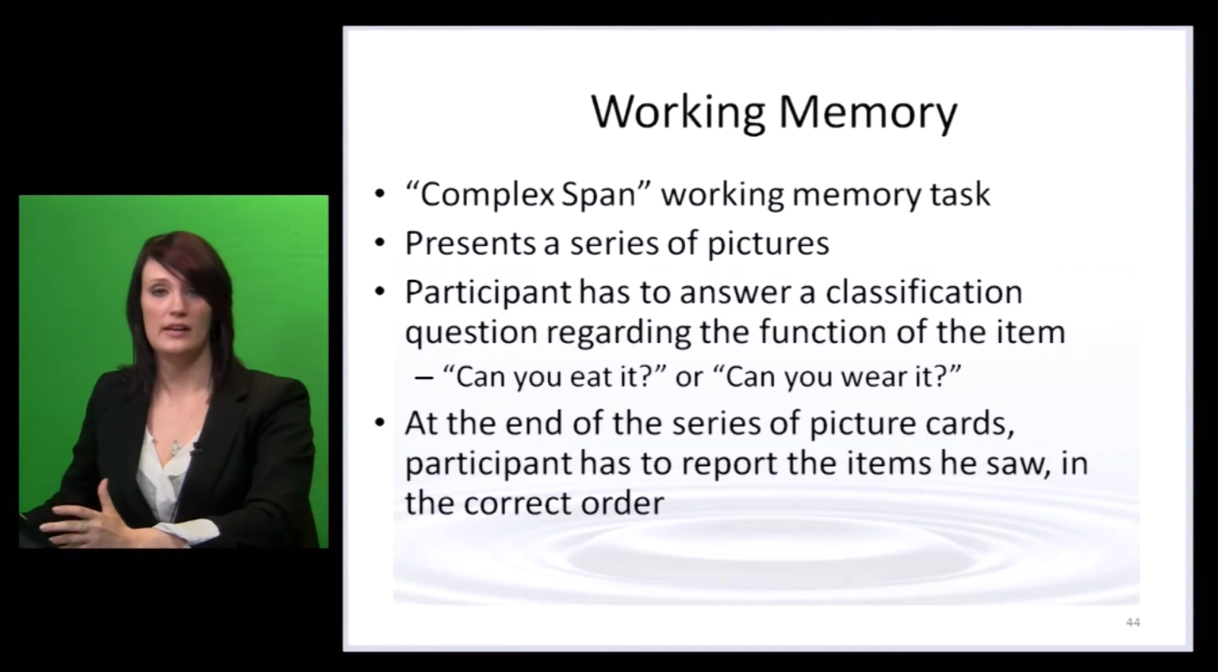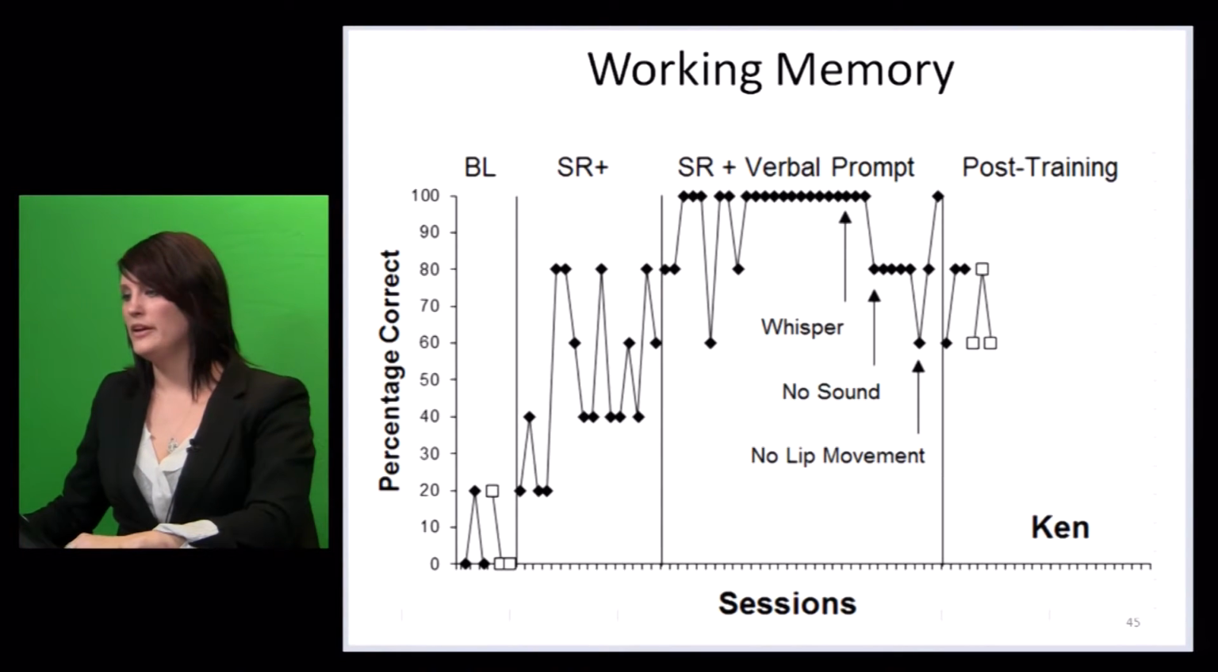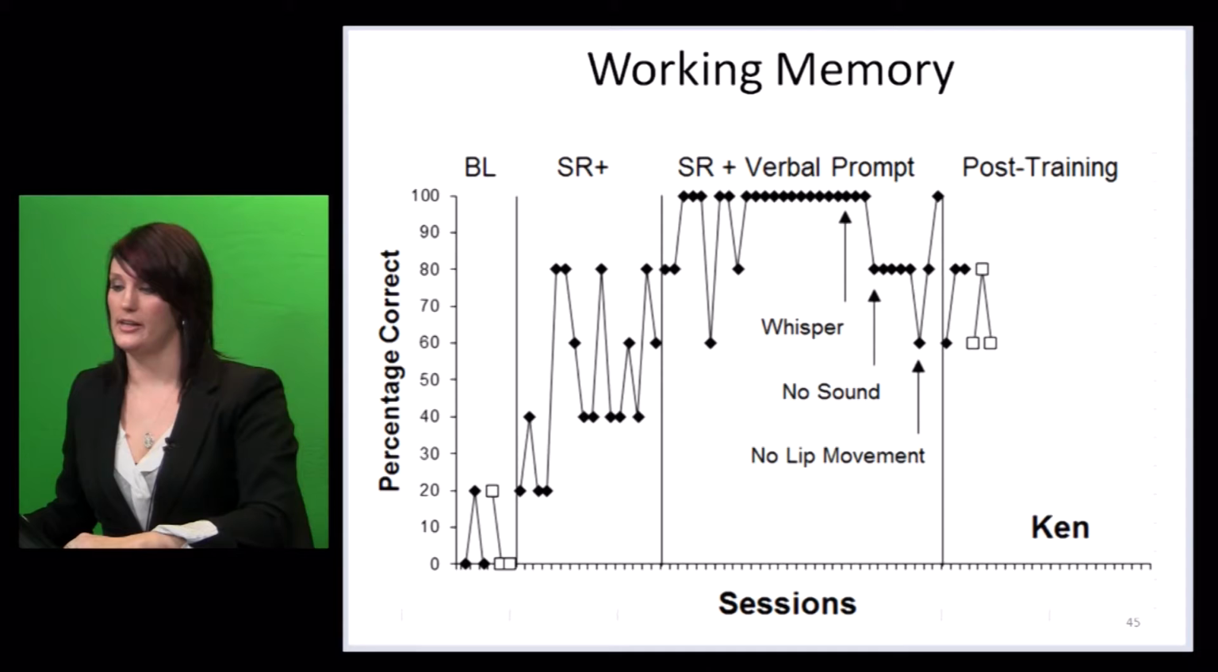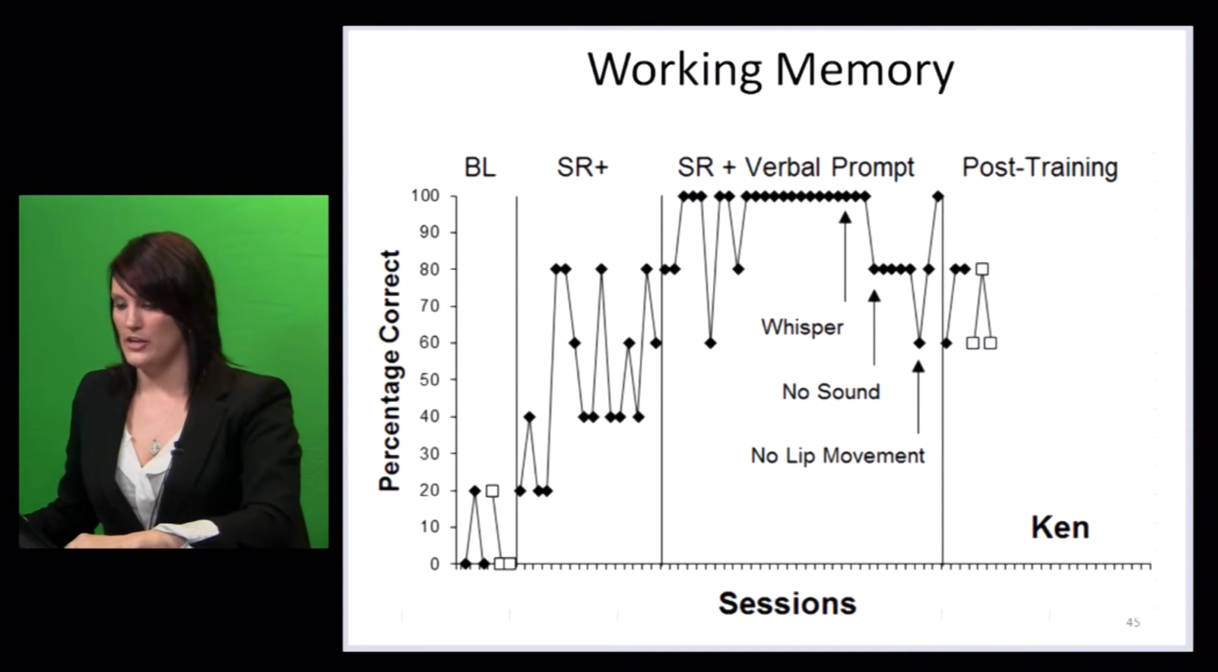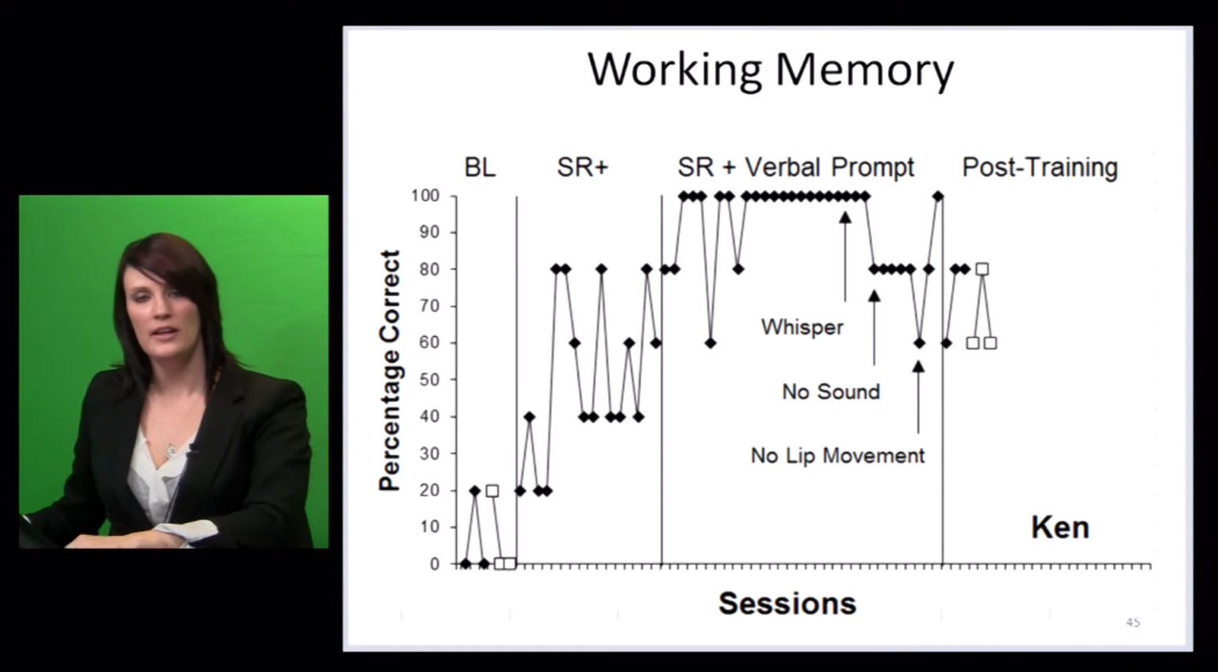So, can you eat it? Yes or no. Can you wear it? Yes or no. After the string of pictures were presented, the participant has to report the item he saw, not the classification question, but the actual item and the picture in the correct order. Here are the data for one of the kids in this study. You can see in baseline the child was responding below 20% for both the training stimuli and the generalization stimuli.